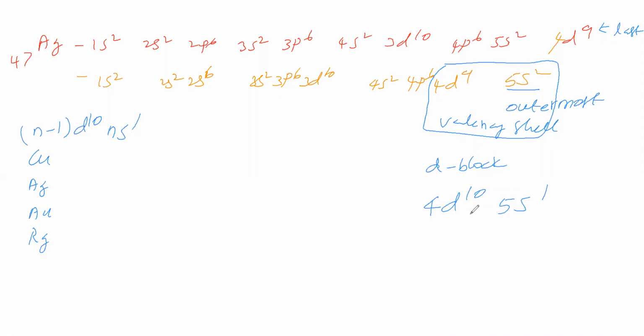Now it is anomalous electronic configuration. Why do we have to write anomalous electronic configuration? Because the d subshell gets completely filled. Therefore, only we are writing an anomalous electronic configuration for this. Now we have written that d is completely filled.